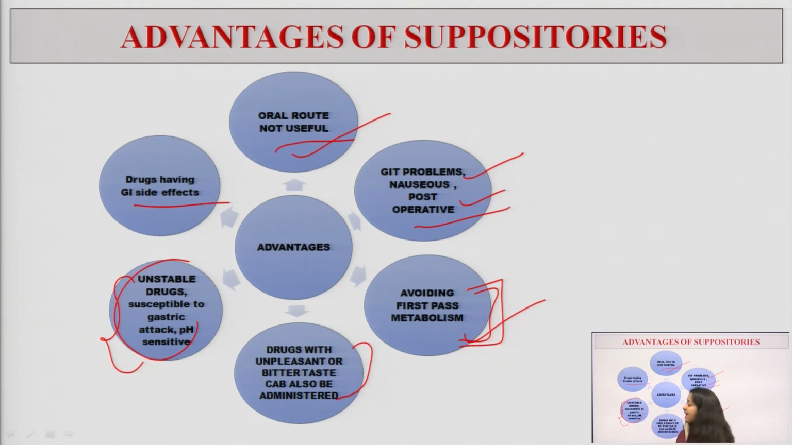Eventually, drugs having GI side effects. If a drug is producing GI side effects, for example it is producing gastric ulcers or vomiting, then if a medicament does not pass through the GI tract, it is not going to produce any GI side effect. So in such cases we can definitely formulate the suppository of that particular medicament. So we can lower or decrease the occurrence of GI side effects. So this is all about the advantages of suppository.